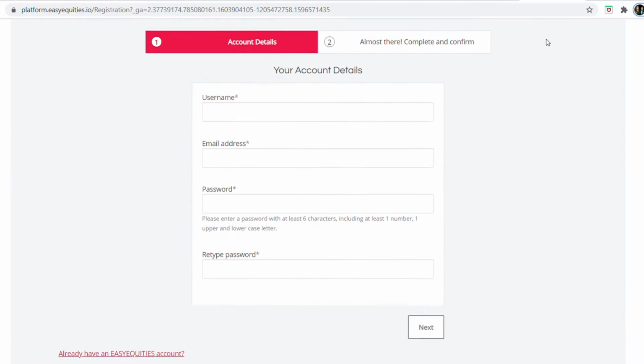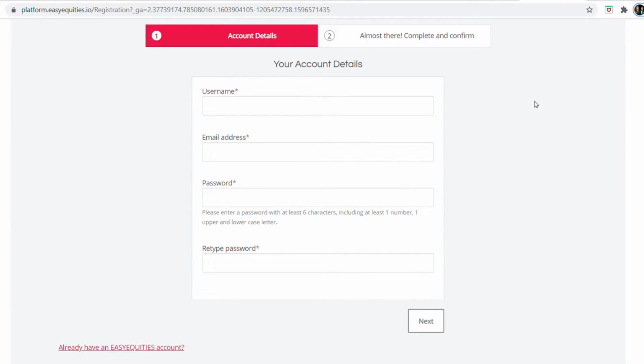Now, if we scroll down here, as per usual, you'll have to create your own username, enter your email address and password, and remember your password has to be at least 6 characters, including at least one number, as well as one upper and lowercase letter. Go ahead and do that, and I'll see you at the account page.